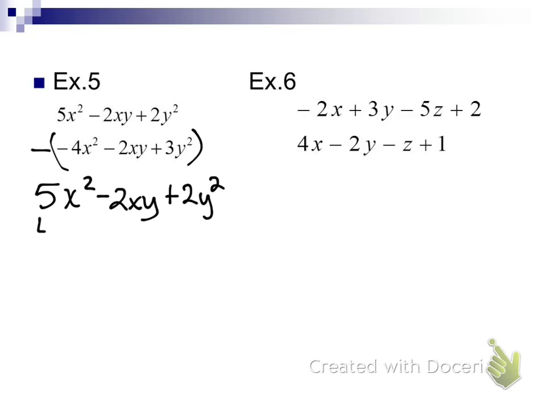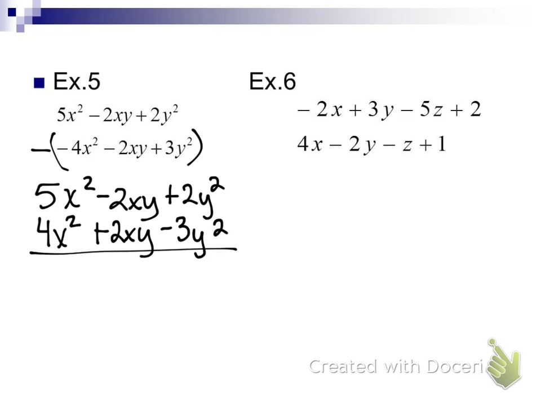4x squared plus 2xy minus 3y squared. Beautiful. All the signs change on the bottom one. Then all we have to do is combine like terms. Keon, when we combine like terms, what do we get?